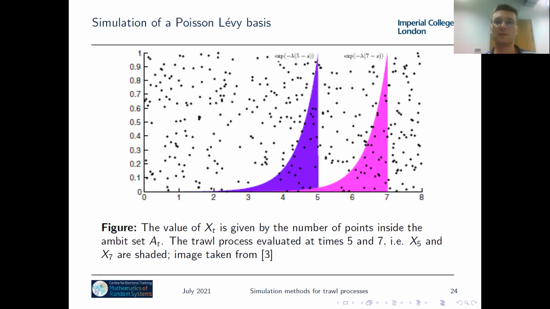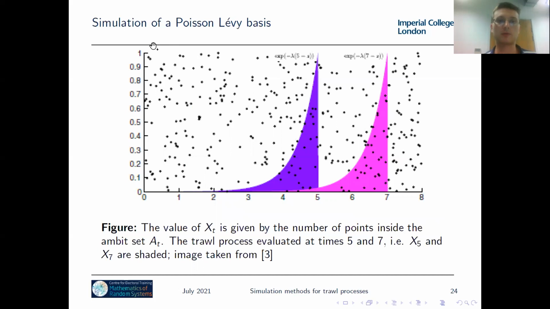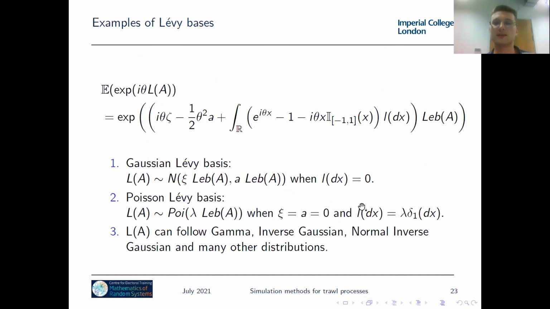To do so, we bound the ambit set in a rectangle. So here we would have a rectangle of height 1 and length 8. Then we sample a Poisson point process and we count how many dots are inside each of these ambit sets. This is because the Levy measure L is a constant times the Dirac delta measure at 1.